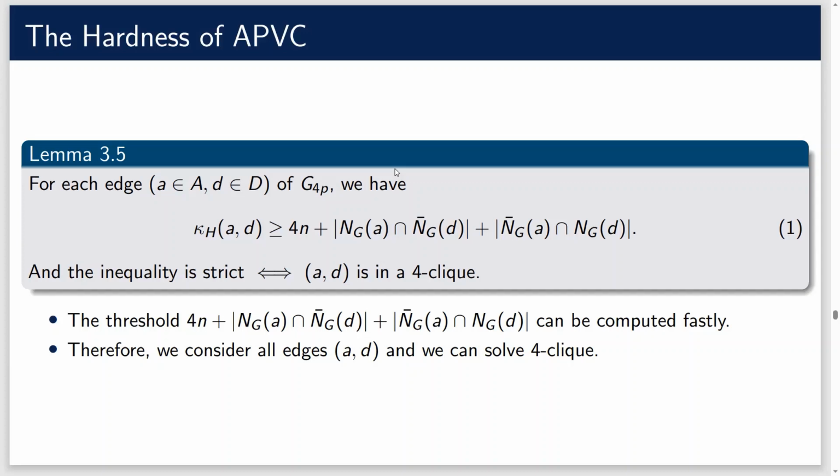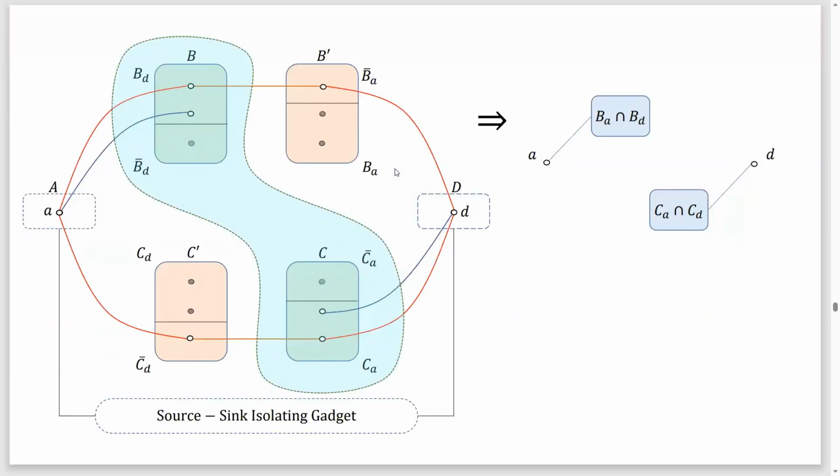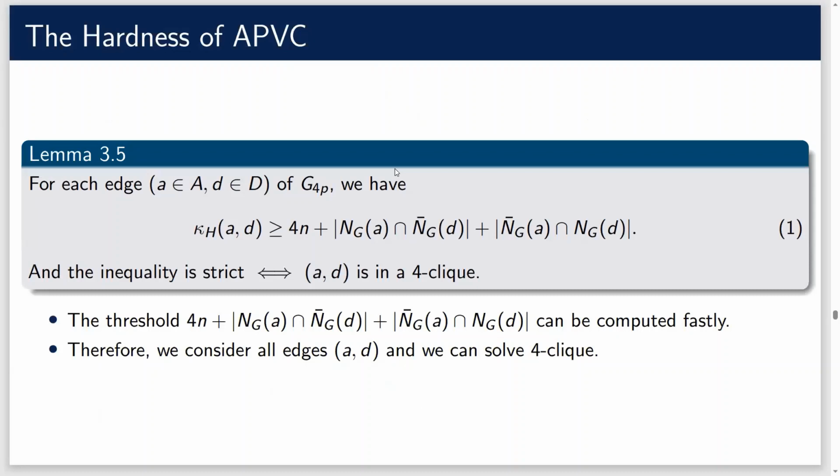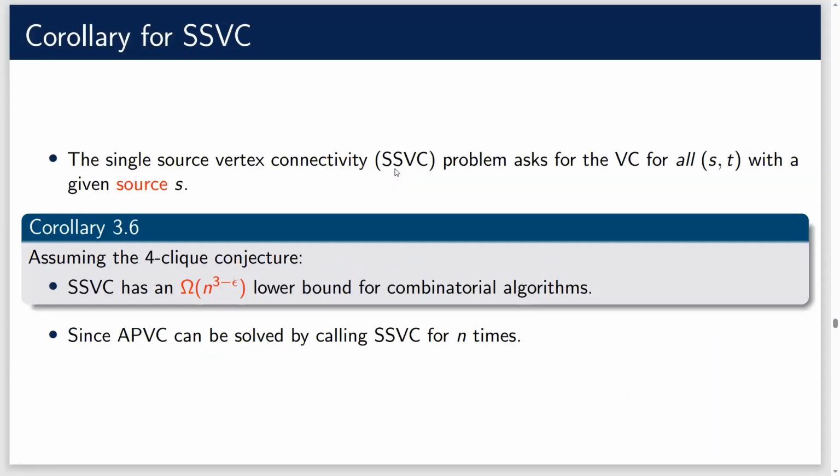We can treat the threshold as adding the connectivity involved by the sourcing isolating gadget and set intersection filter lemmas. Therefore, if we can compute APVC fast, we consider all edges A and D, and the threshold for adding NGA cap NG bar D and also NG bar A cap NGD. We compute it with an n cube term and consider all edges A and D, and then we can solve the k-clique problem. There are two corollaries.